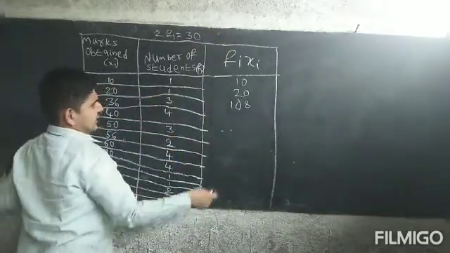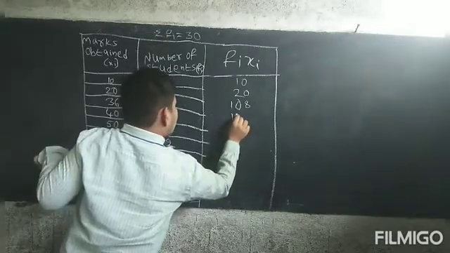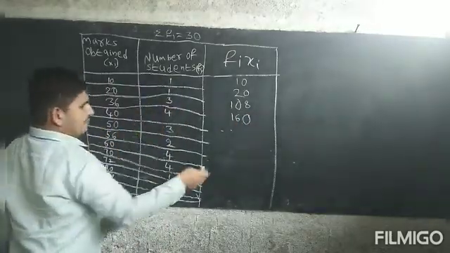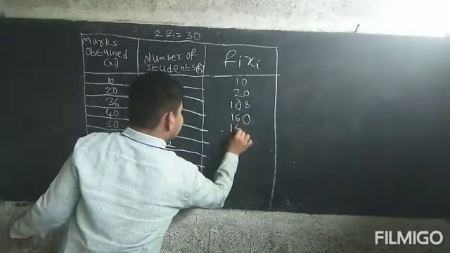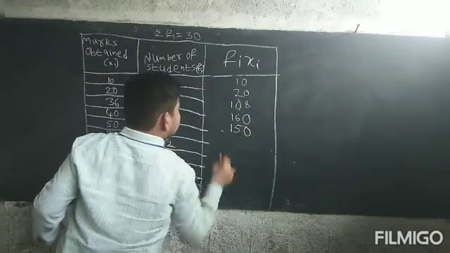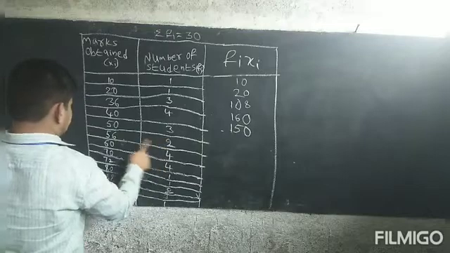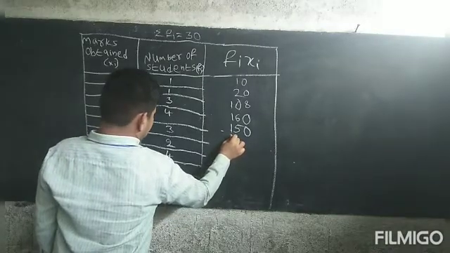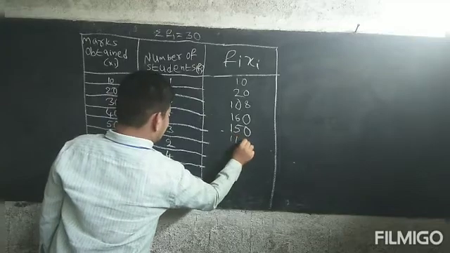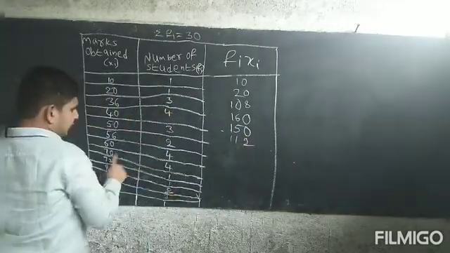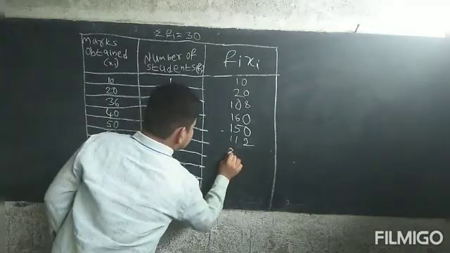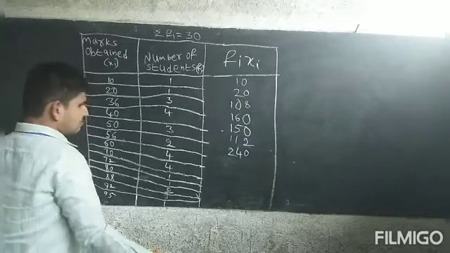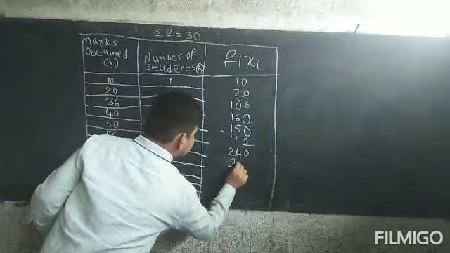Now what is 4 into 4? 16. Okay? 4 tens are 40. Now 5 into 3, 15. Then 56 into 2, 112. Now 5 into 4, 240. Okay? Now 7 into 4, 280.